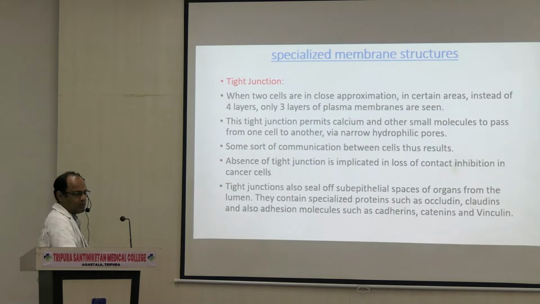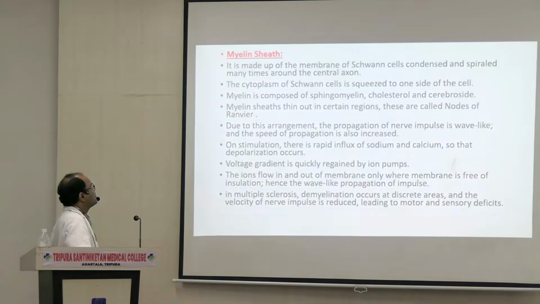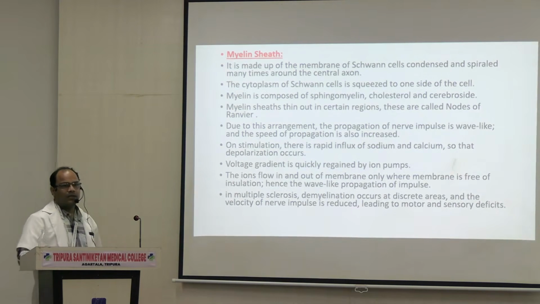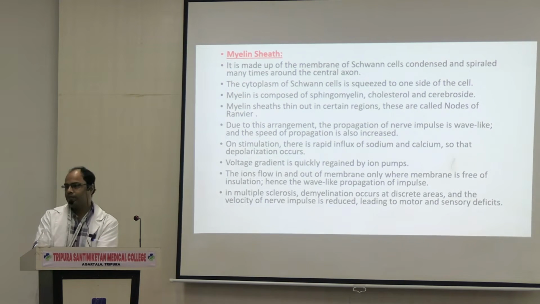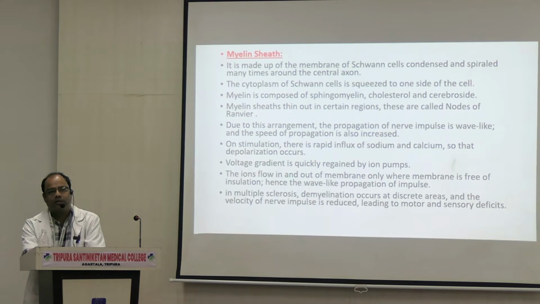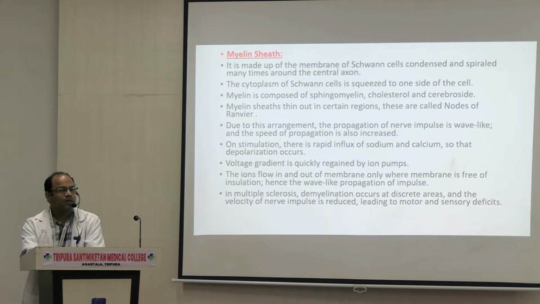In UT exams, you may find this kind of question. Next is myelin sheath. Myelin sheath is present in nerve cells. A nerve cell has an axon and dendron. What is axon? What is dendron?